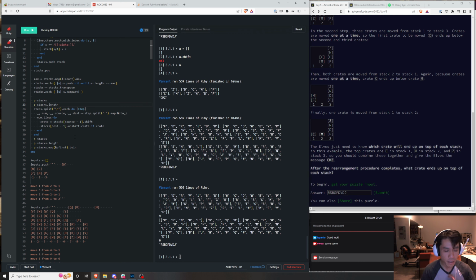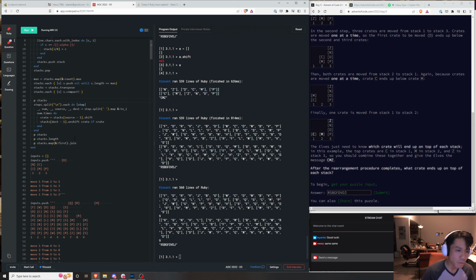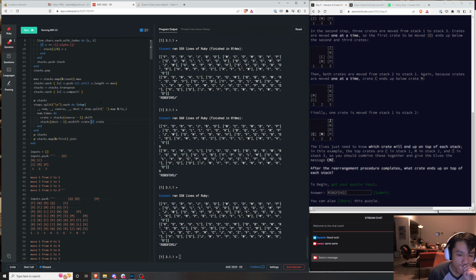Nine each, right? Yeah. Before stacking, left column should be FDRVJBD. Yeah, that looks right. What did I do wrong? Uh-oh. RSBGF.